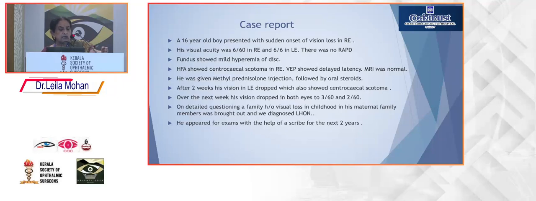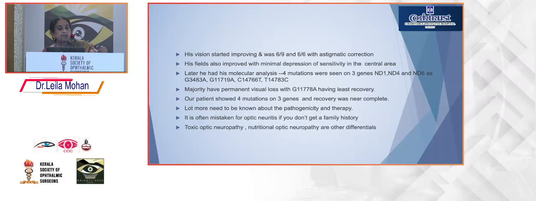He appeared for exams with the help of a scribe for the next 2 years, but his vision started improving after a year to 6/9, 6/6 finally after 2 years, and his visual field also improved. Later, we did a molecular analysis which showed mutations in ND1, ND4, ND6, with totally different point mutations seen in totally different genes.